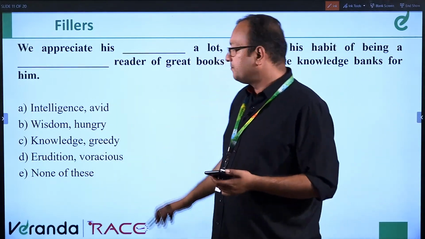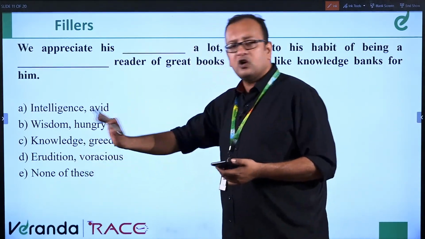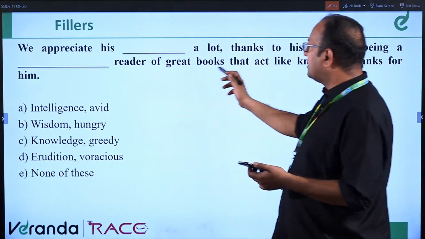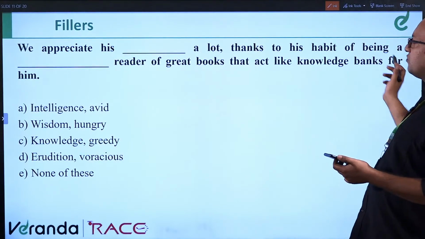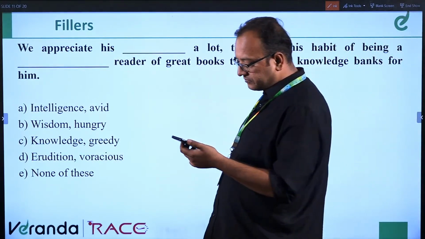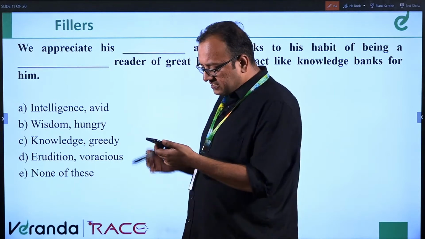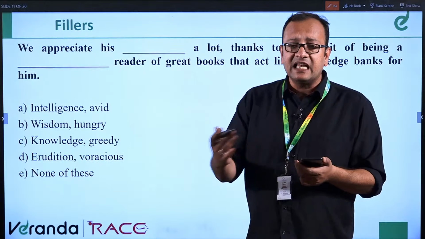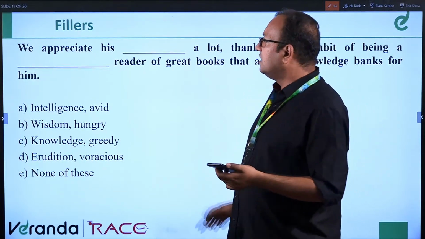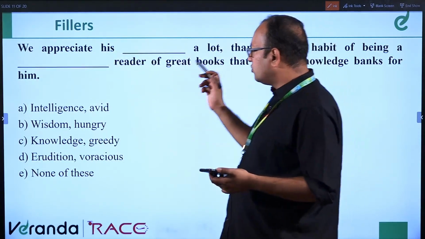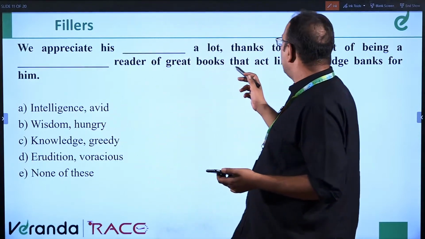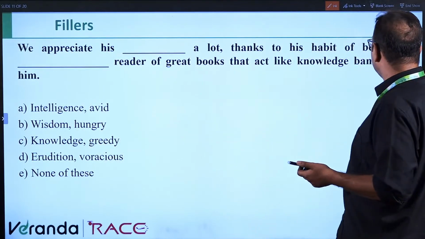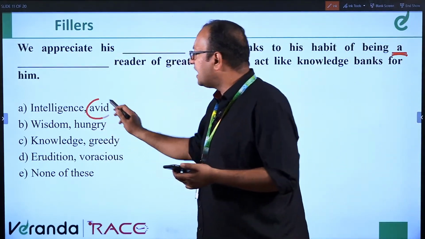So we appreciate his dash a lot. So it should be a positive word. Intelligence, wisdom, knowledge, erudition, all are positive words. Thanks to his habit of being a dash reader of great books that act like knowledge banks for him. Great, okay. Animosity means enmity, enemies, being enemies, that's known as enmity. Okay, we appreciate his dash a lot, so it can be intelligence, but habit of being an avid reader cannot be the answer.